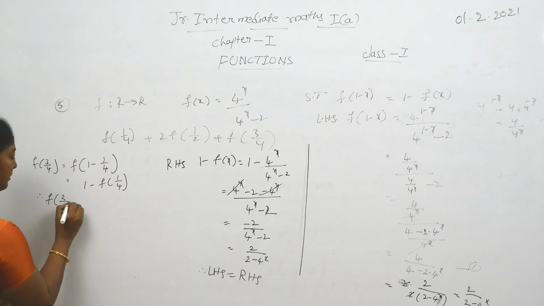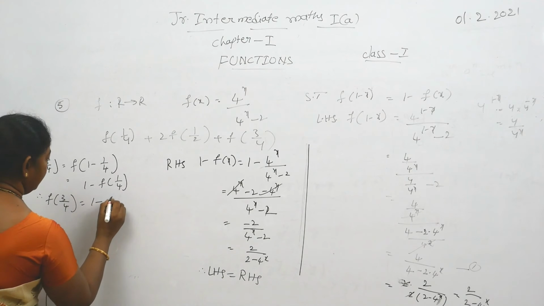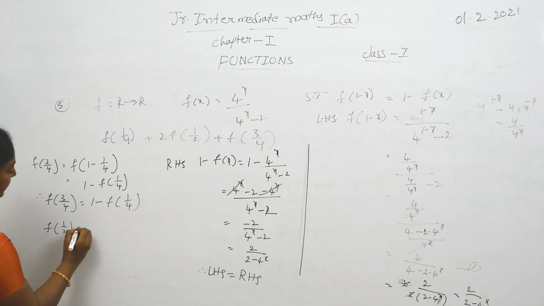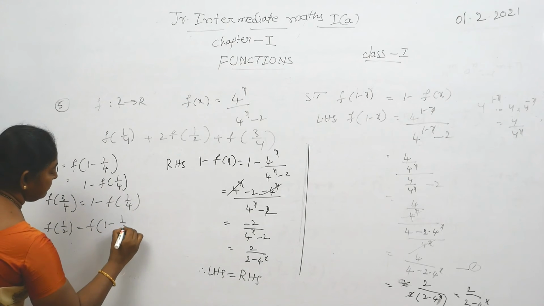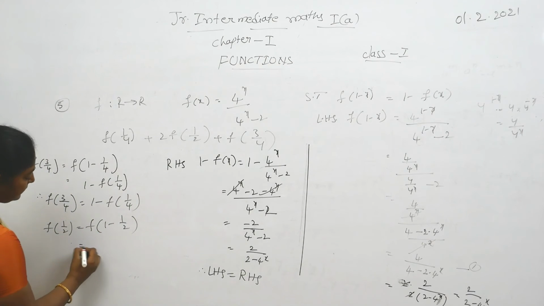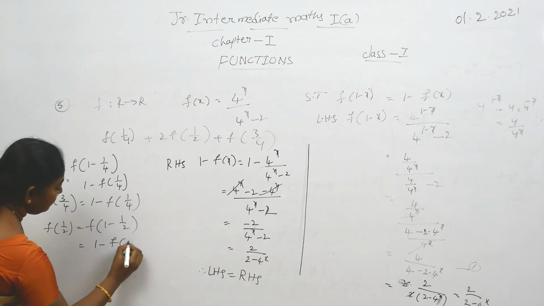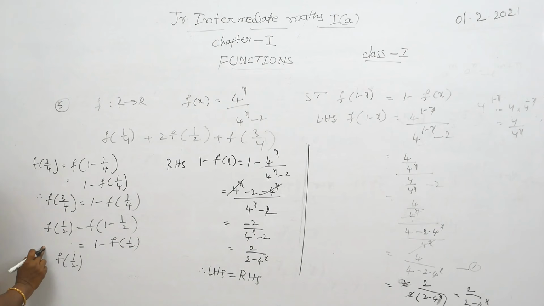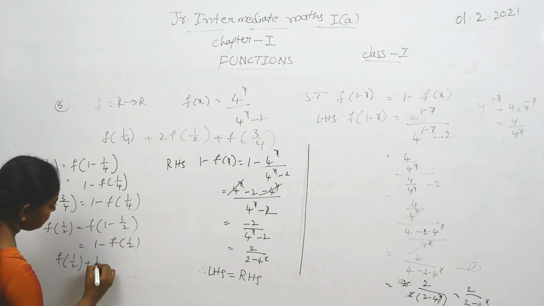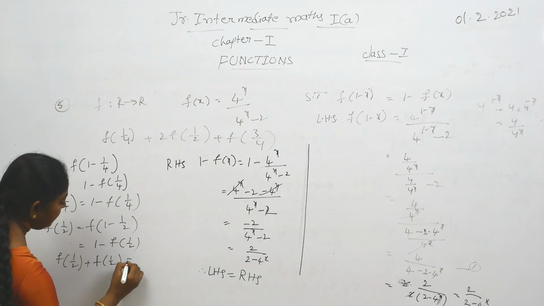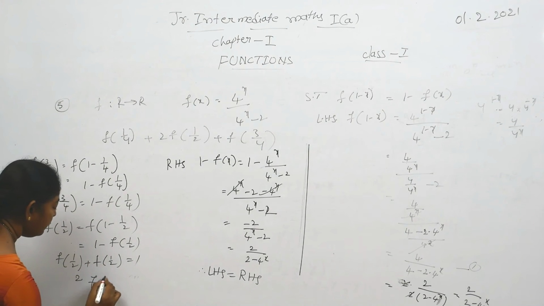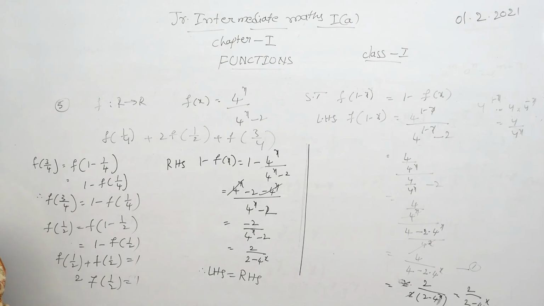Therefore, f(3/4) = 1 - f(1/4). Next, f(1/2) we can write as f(1 - 1/2), so here you can write it as 1 - f(1/2). So f(1/2) - (-f(1/2)), transposing this side becomes positive, so 2f(1/2) = 1. So substitute in this equation.